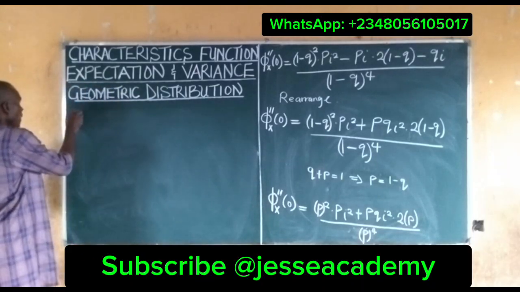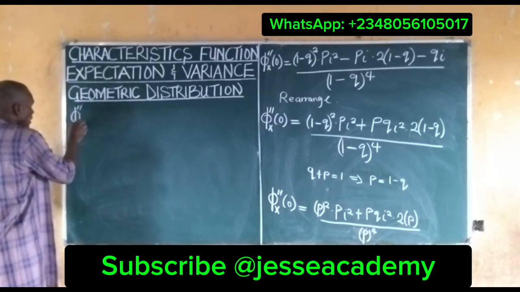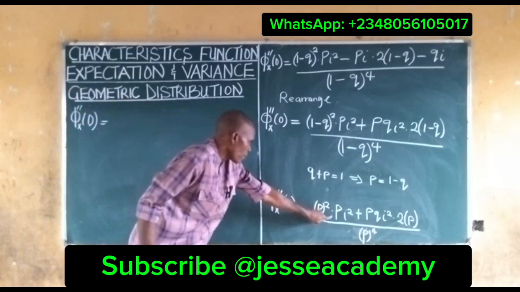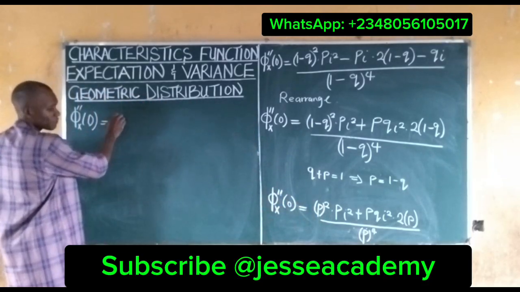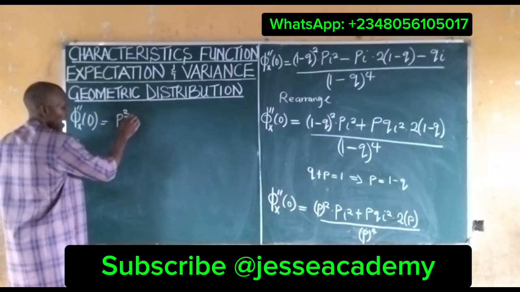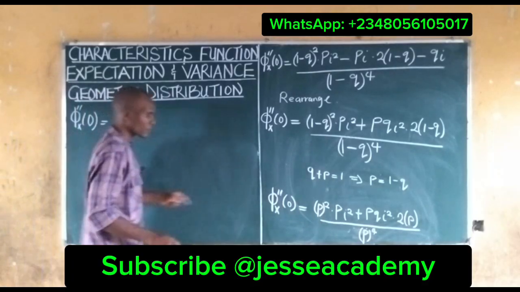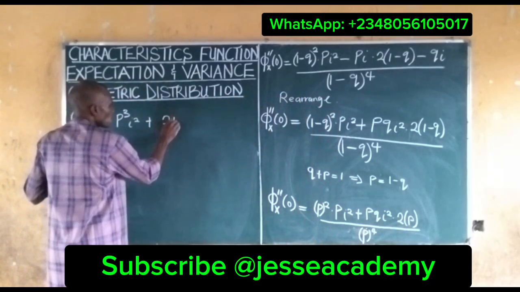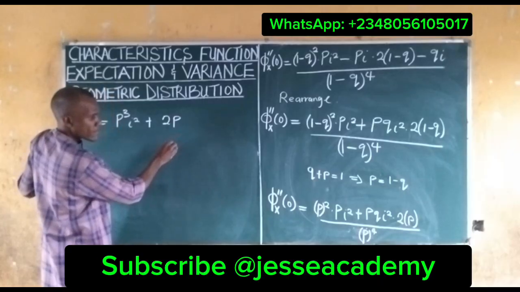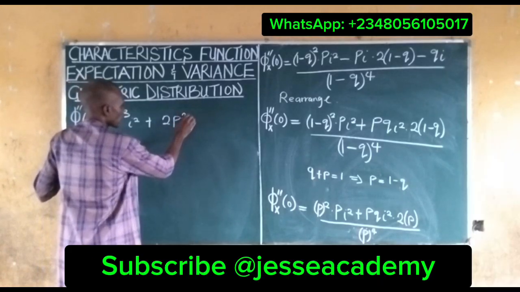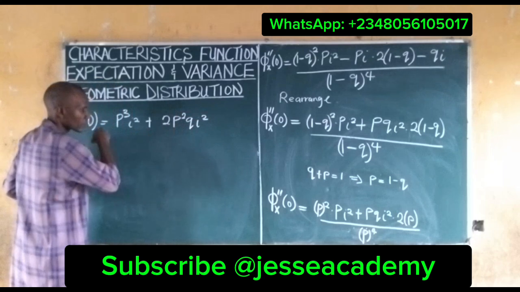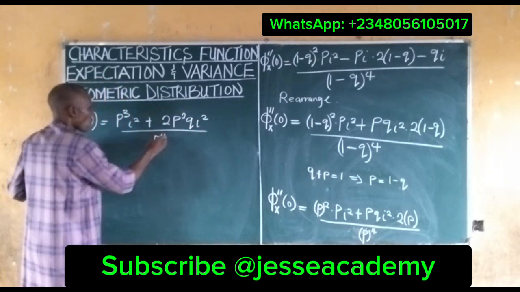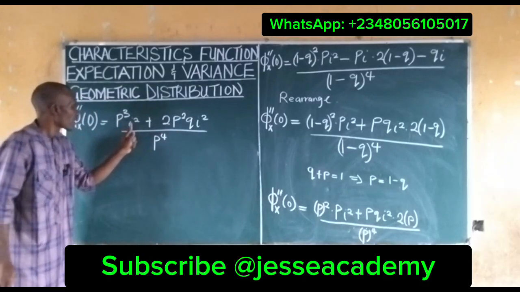So it then means that our characteristic function for the second derivative at t equal to 0 will now be p multiplied by t will give us 3p. So we have p3 I squared plus, this is p multiplied by p, we have 2p squared q I squared. So this is what we have all over p4. Of course, we have something similar here, I squared and I squared.